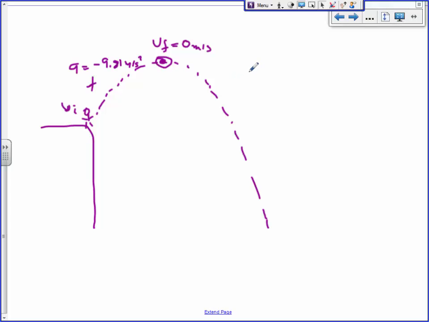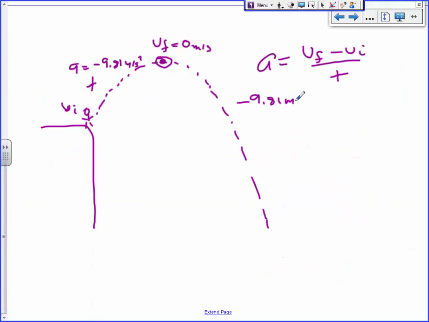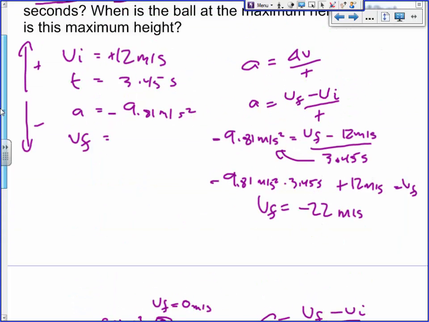Okay, so to solve this one then, what do we need? We need that same formula, don't we? Acceleration equals your velocity final minus your velocity initial over your time. Our acceleration is pulling us downwards. Is that what we said we wanted to do? Yeah, negative. No, velocity final though. Velocity initial was 12.